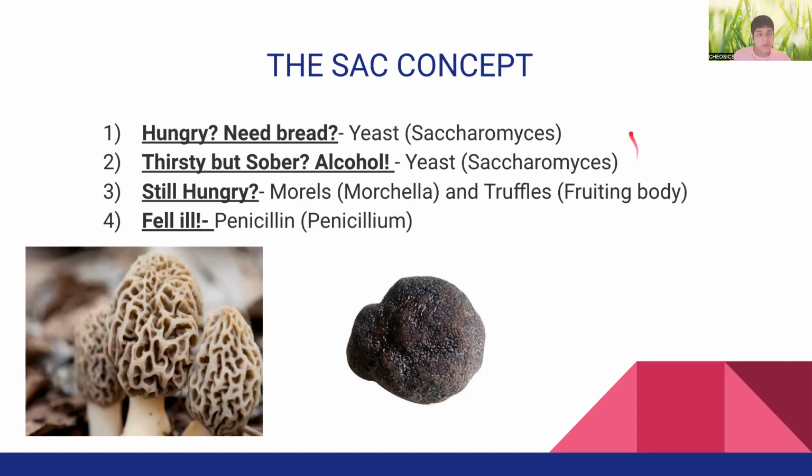So you have your morel and truffle, and then after eating all of this stuff, too much fungi you ate, too much beer you drank, you fell ill. Now you need penicillin. So luckily you found a pocket of penicillin with you. So you have your penicillin medicine with you. So these are the examples of sac fungi. There's yeast, there's morels, there's truffles, and there's penicillin.